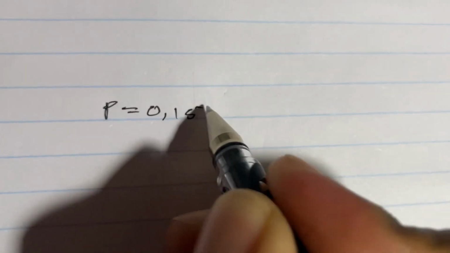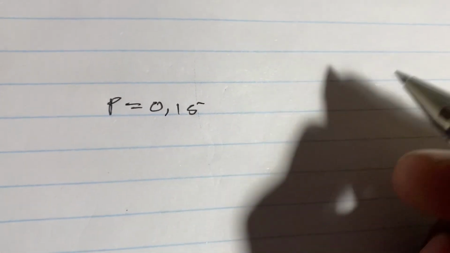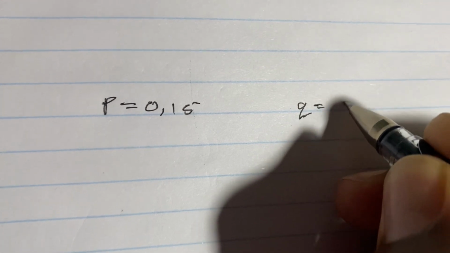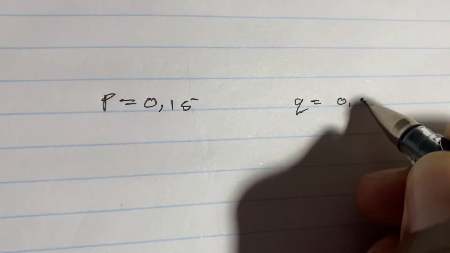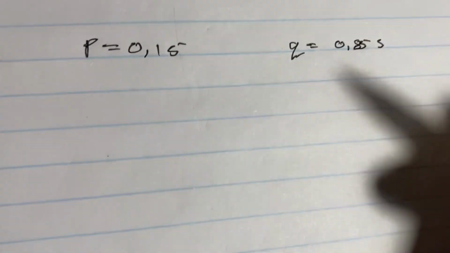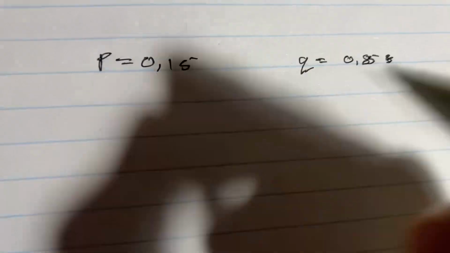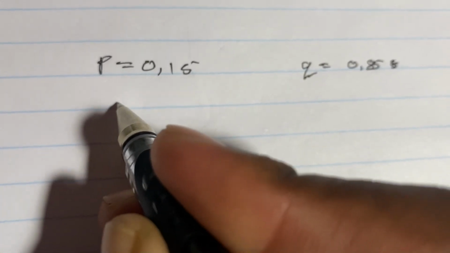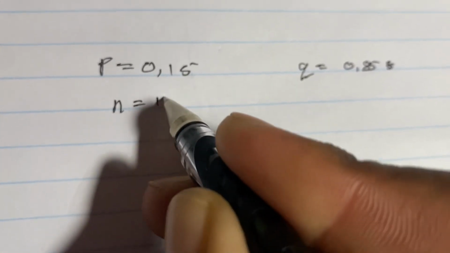So if we look at the statement, it says that the probability of someone being told that they have hypertension is 15%. And that means that the probability of someone not being told that they have hypertension is 0.85. And they say the sample size of the adults was n equals 12.